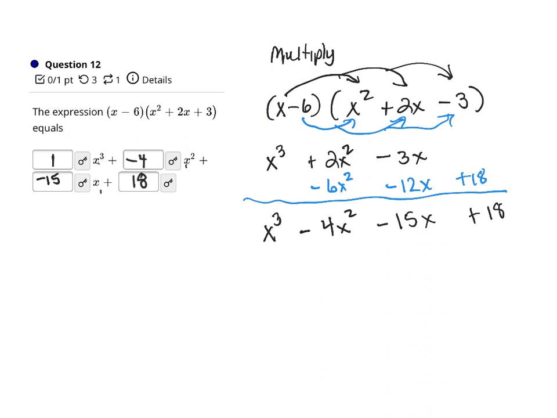For some reason, if you did this, I think there's one problem where you do this, and you have like a minus x cubed, so the x cubes go away. In that case, you would put 0. If you didn't have an x cubed, you would put 0 there.